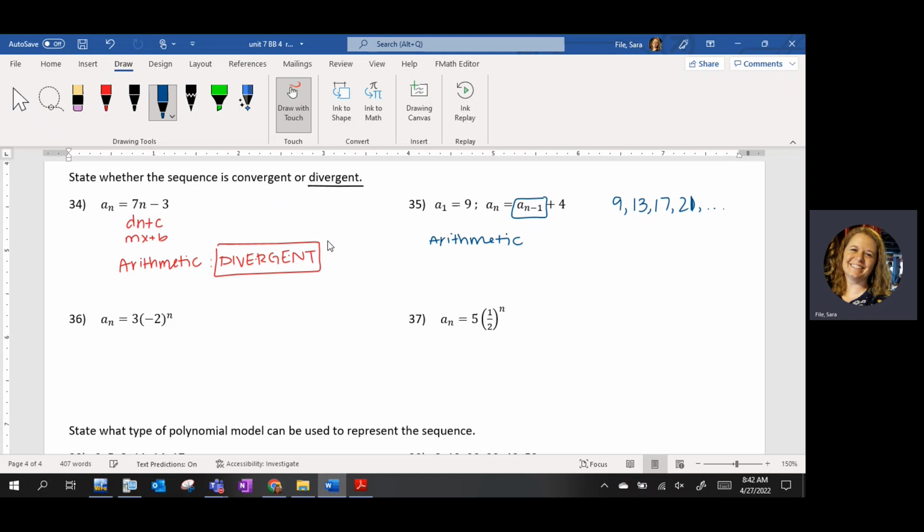34 was in the explicit formula. This is the recursive formula. But both are arithmetic, so both are definitely divergent.